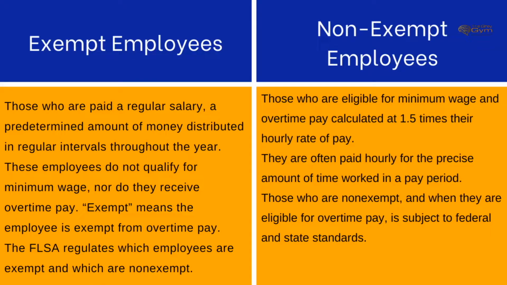Non-exempt employees, on the other hand, are those who are eligible for minimum wage and overtime pay calculated at 1.5 times their hourly rate of pay. They are often paid hourly for the precise amount of time worked in a pay period. Those who are non-exempt and when they are eligible for overtime pay is subject to federal and state standards.